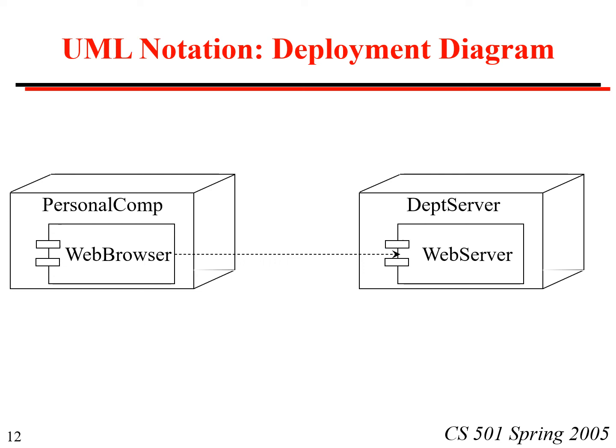So you can see the cube structure or notation or symbol used here. Within that node you can draw a component. So web browser is a component on the personal computer node and web server is a component on the department server node. So that's what I want to tell you.